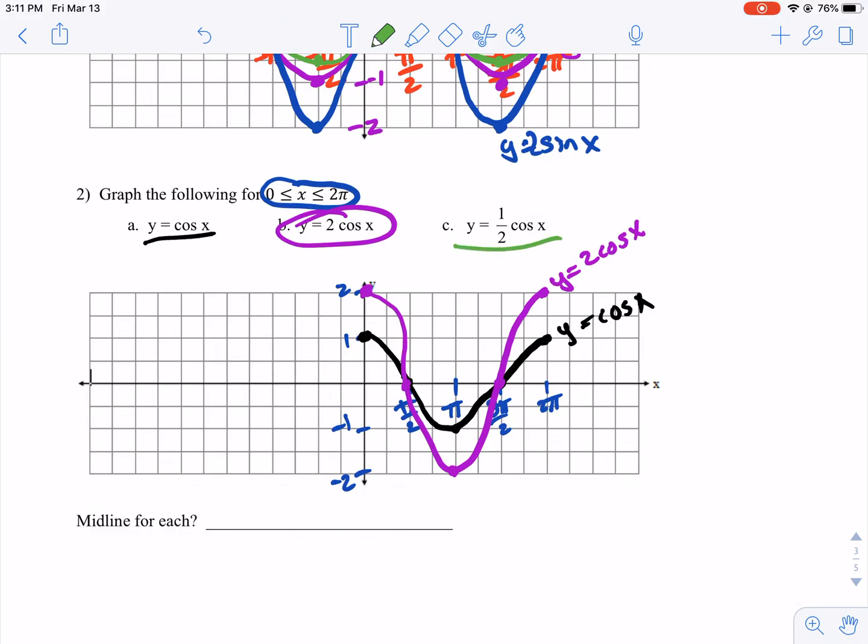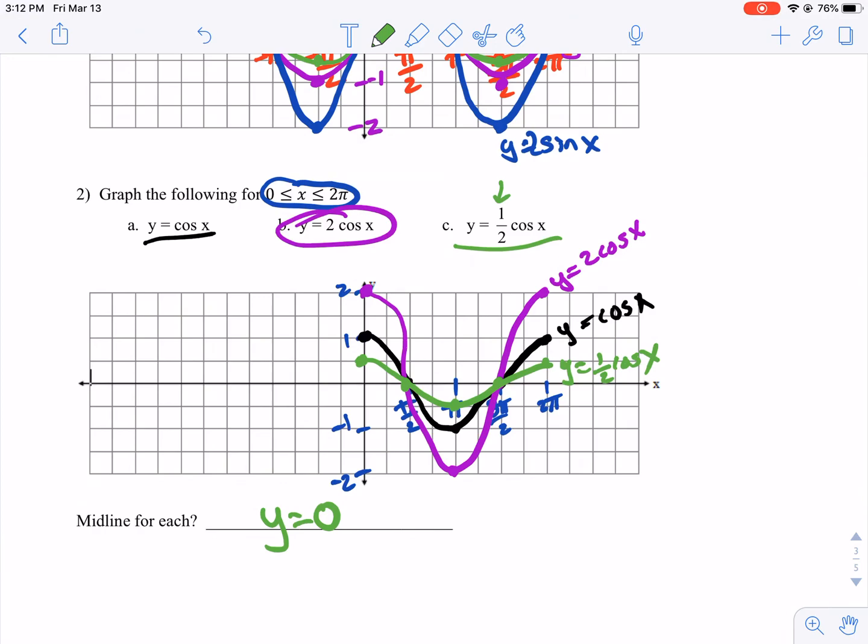Okay. And the last one has an amplitude of 1/2. So instead of going as high as 1, we're going to start at a half instead. So cosine of 0 is going to start at the half. 0, negative half, 0, positive half. And there's your 3 cosine graphs. And what's the midline for all 3 of them? Y equals 0. Okay, that'll change when we get into shifting, but that's another lesson.